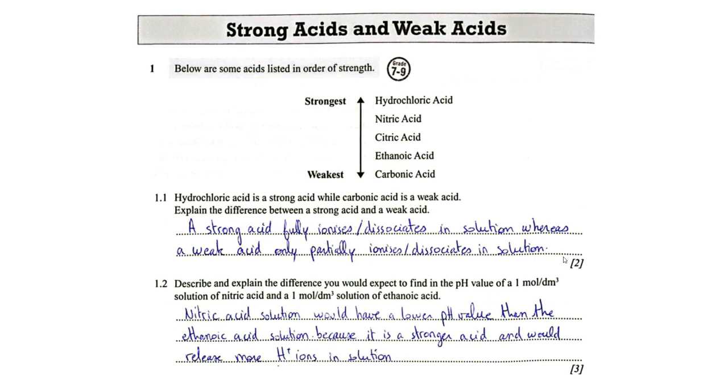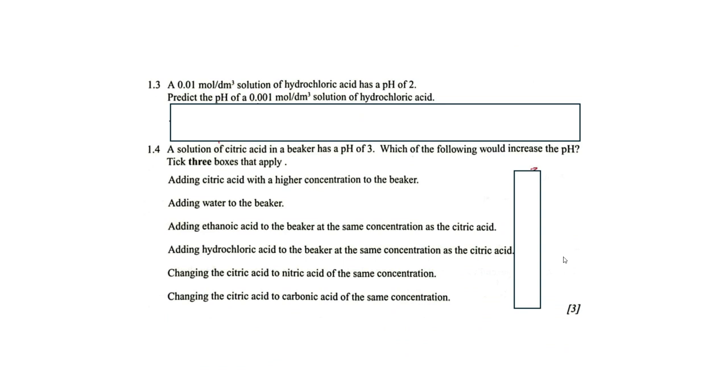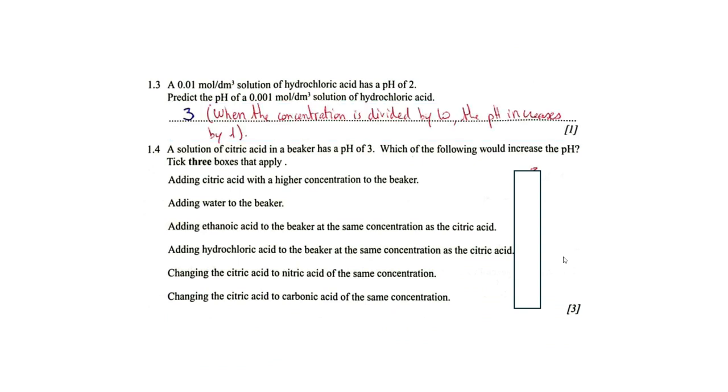So the nitric acid will release more H+ ions in the solution, and the more H+ ions you have in the solution, the lower the pH. A 0.01 mol/dm³ solution of hydrochloric acid has a pH of 2. Predict the pH of a 0.001 mol/dm³ solution of hydrochloric acid. So the solution is diluted 10 times, so you're going to have 10 times fewer H+ ions in your solution. So the pH is going to be 3. When the concentration of H+ is divided by 10, the pH increases by 1.